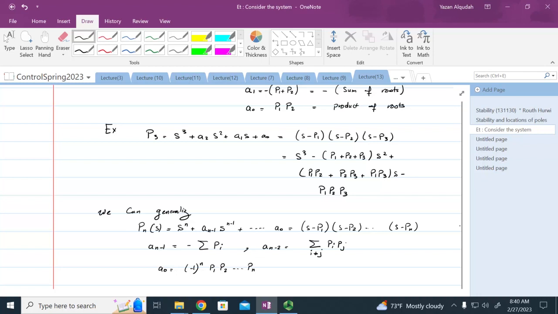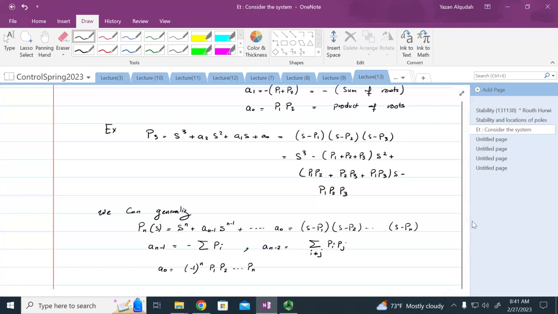If all these roots are in the left half plane, then P1 is going to be negative, negative, negative, and negative multiplied by negative is going to be positive. Negative by negative, positive. Negative by negative, positive. These three are going to be negative, multiplied by negative is going to be positive. And the same thing applies for any order. Does that make sense?